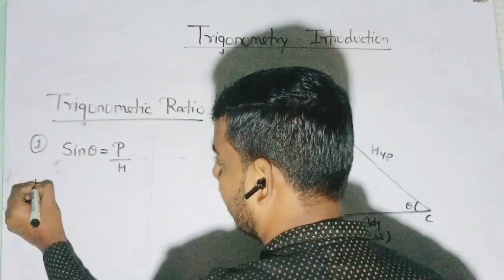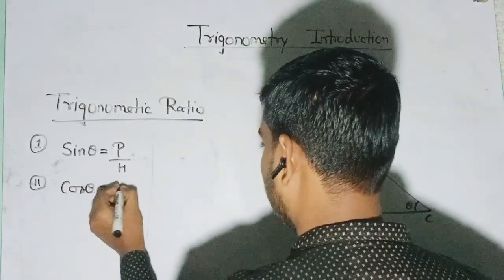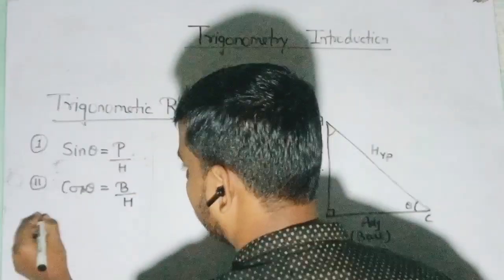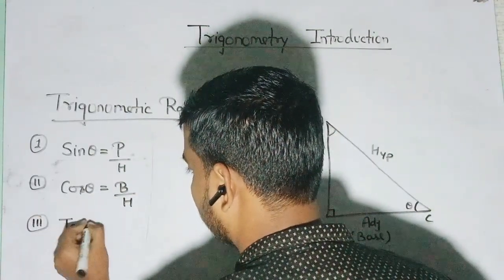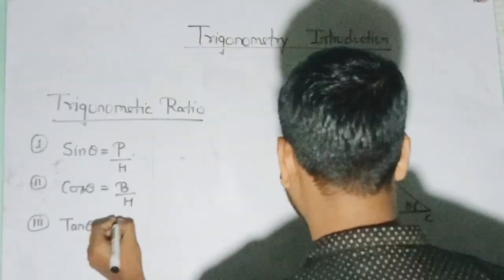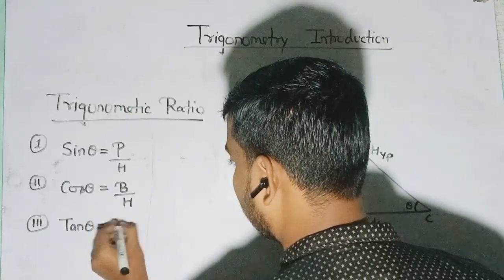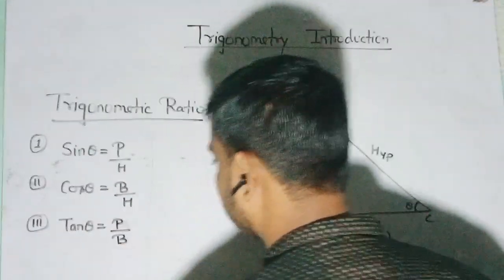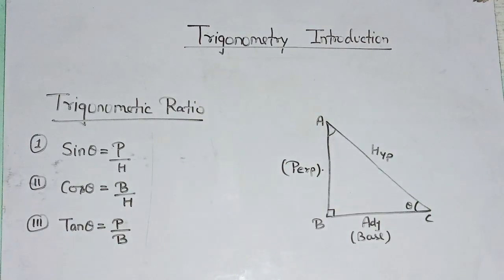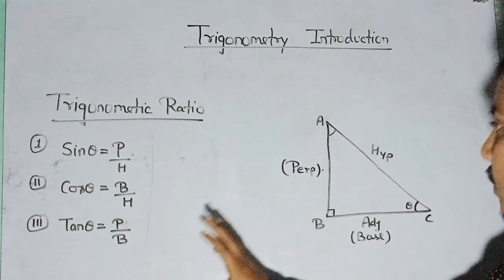Now by this way we can say cos theta is equal to base upon hypotenuse, and tan theta is equal to perpendicular by base. Okay, so these are the three ratios which will arise in your mind.